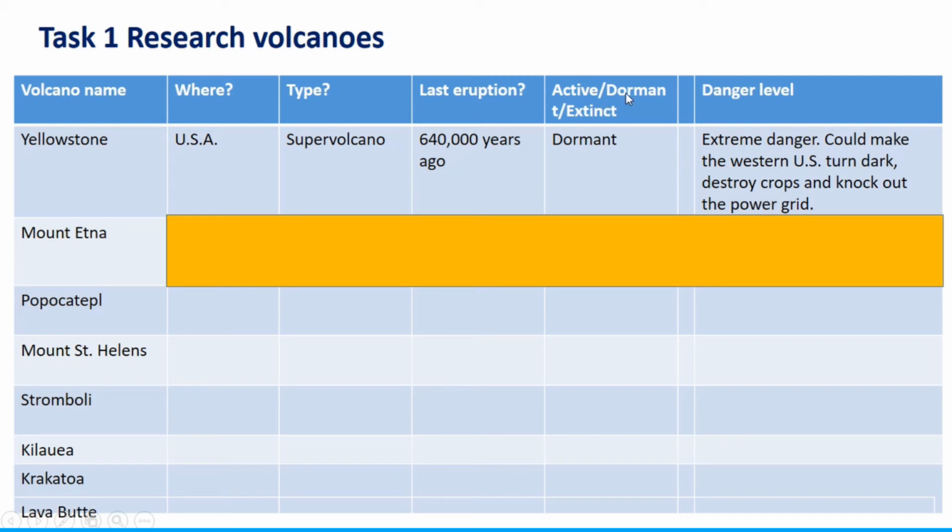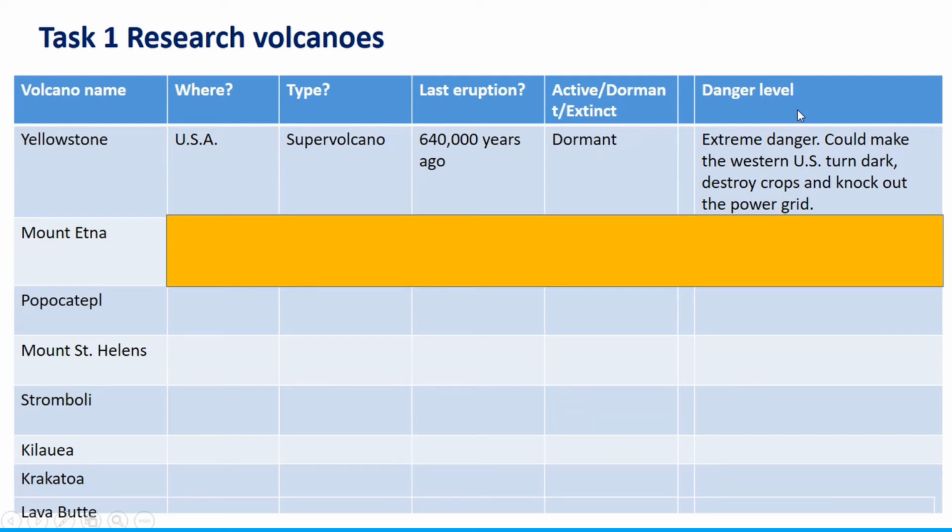We learned these keywords last week. Is it active, dormant, or extinct? Well, it's dormant. It is the type of volcano that is asleep. That doesn't mean it's not going to erupt again. It could do. In fact, it probably will, but it's not erupting right now.